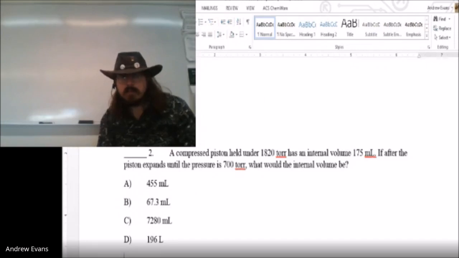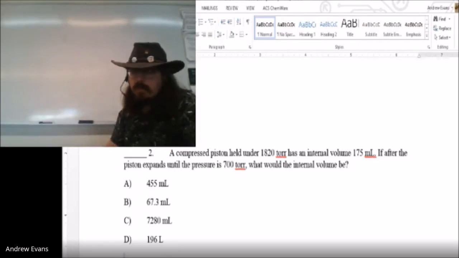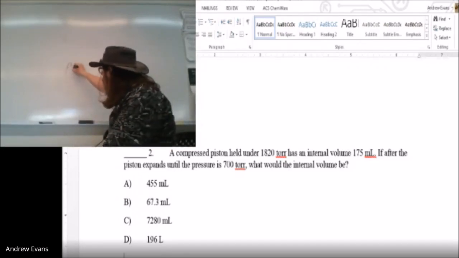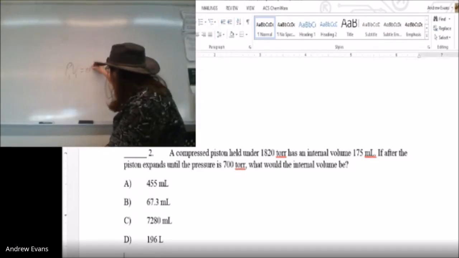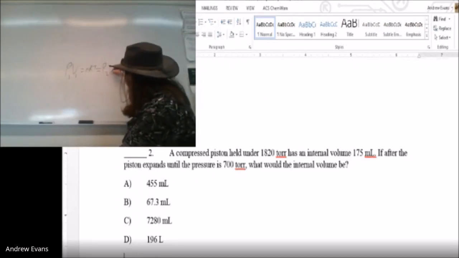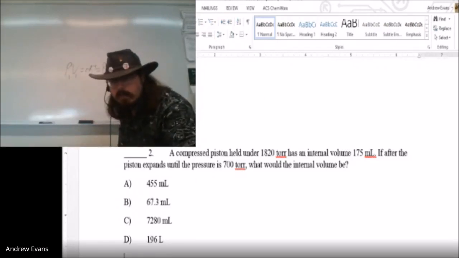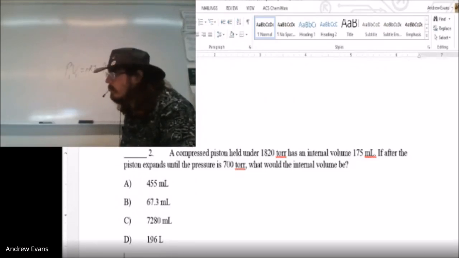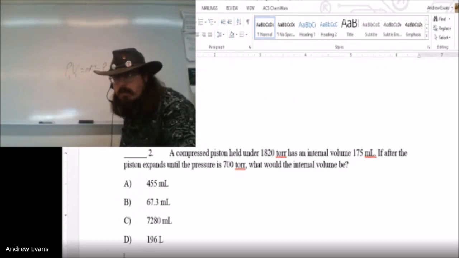A compressed piston is held under 1,820 torr and has an internal volume of 175 mL. If after the piston expands, the pressure is 700 torr, what must the internal volume be? This is an ideal gas question where PV equals nRT, but nRT is not known. But then we look at a different situation where P and V also equal the same nRT. So essentially, like when we do M1V1 equals M2V2, we can say pressure 1 volume 1 equals pressure 2 volume 2. We don't have to convert as long as the units are the same.